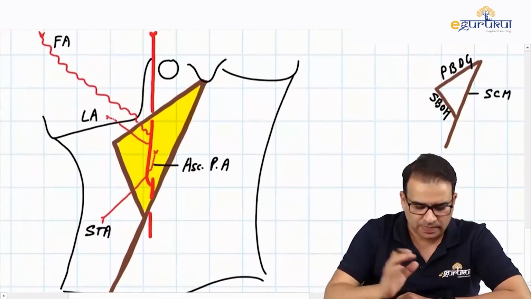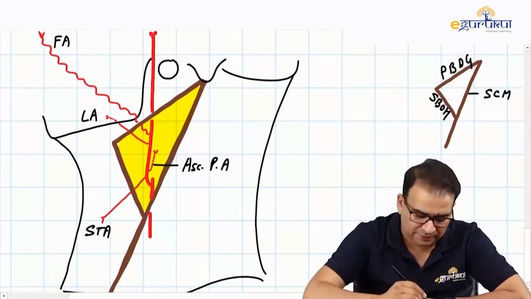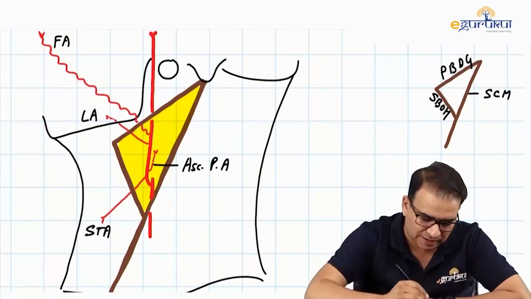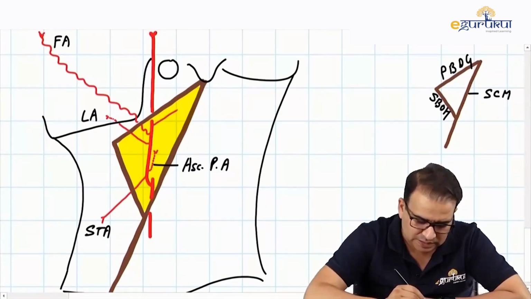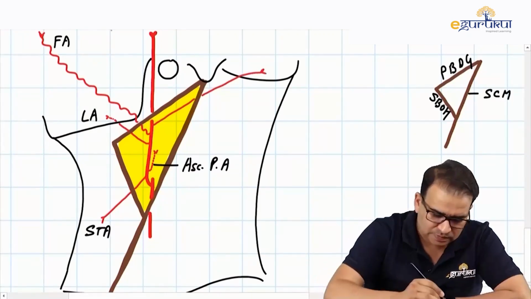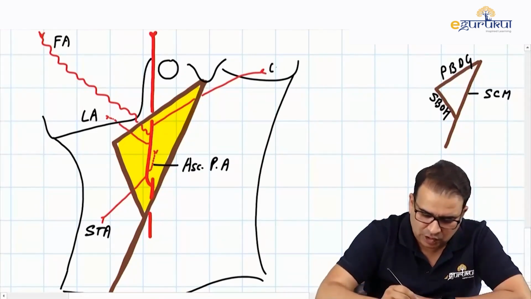How many till now? 4. And the 5th one is the occipital artery, which is running like this and goes all the way to the occipital region. This artery here is the occipital artery.